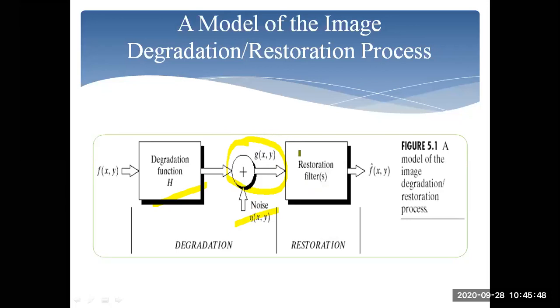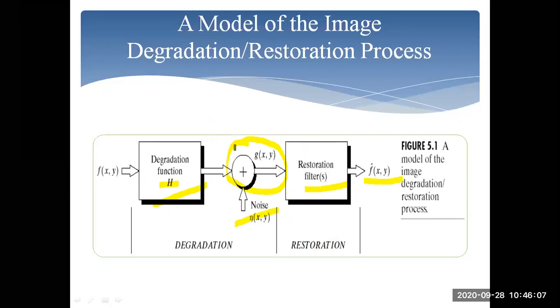So what is the next step in the restoration model? Your restoration filter. We are using this restoration filter, capital H again. Of course, this restoration filter is the reverse of this H. Then you will get f of x comma y. So the restoration approach is used for deconvolution.